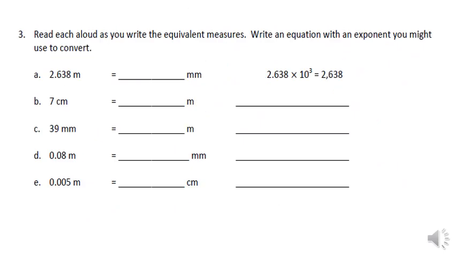Okay, I'm going to go ahead and put my mnemonic back up here again. King Henry doesn't usually drink chocolate milk. It says read each aloud as you write the equivalent measures. Write an equation, an exponent you might use to convert. Well, here it's telling me I'm going from meters to millimeters. So I can see that it's 1, 2, 3 place values away. That's where the 10 to the third came from. So 2 and 638 thousandths times 10 to the third gives us 2,638.